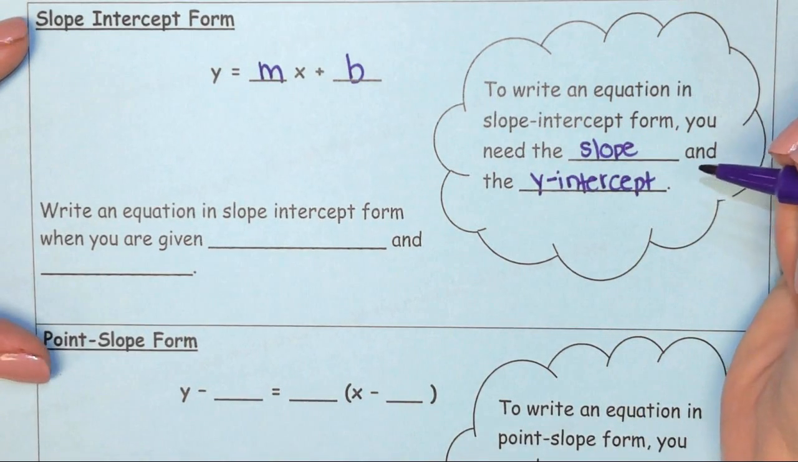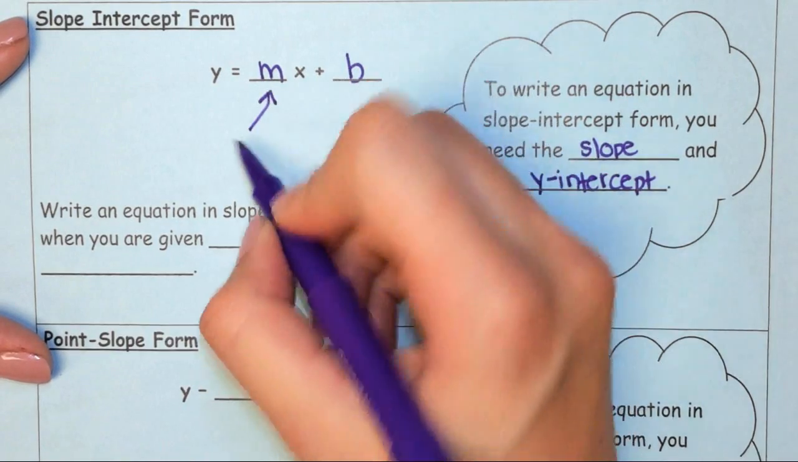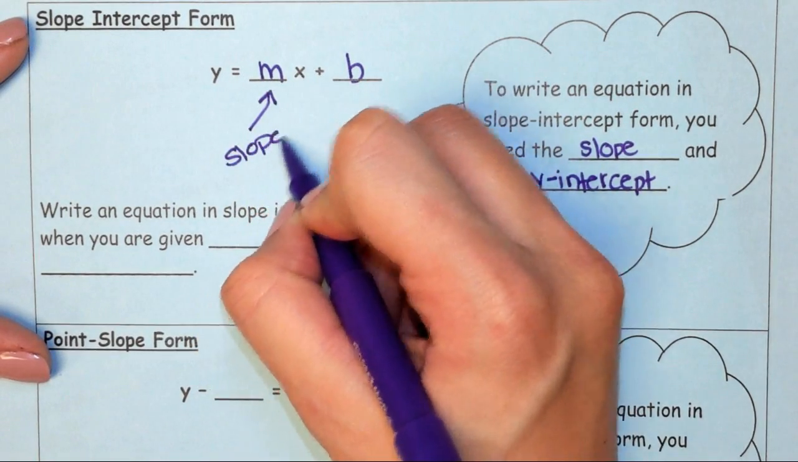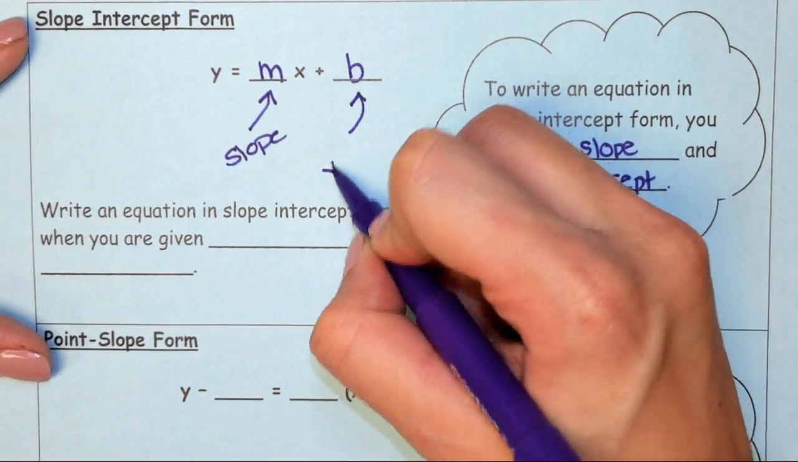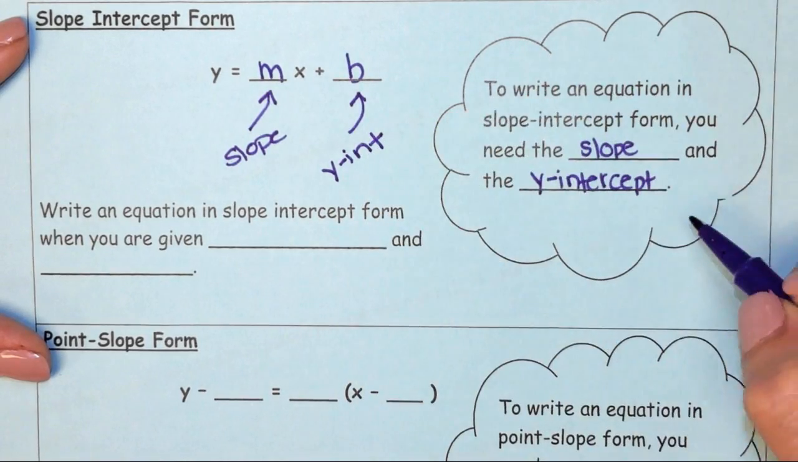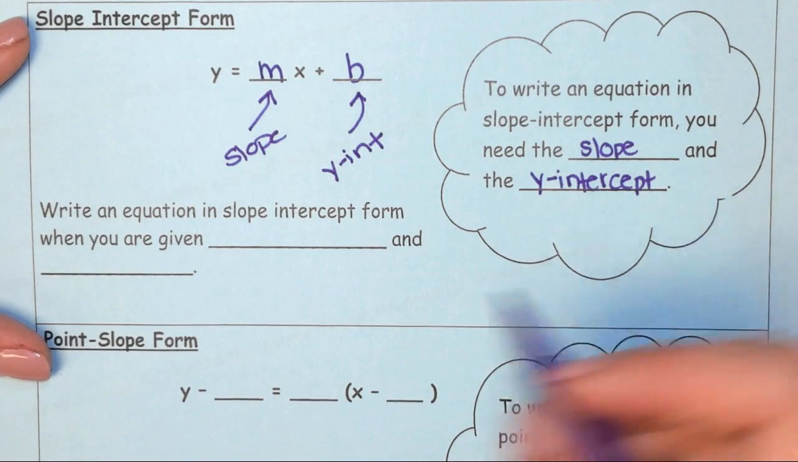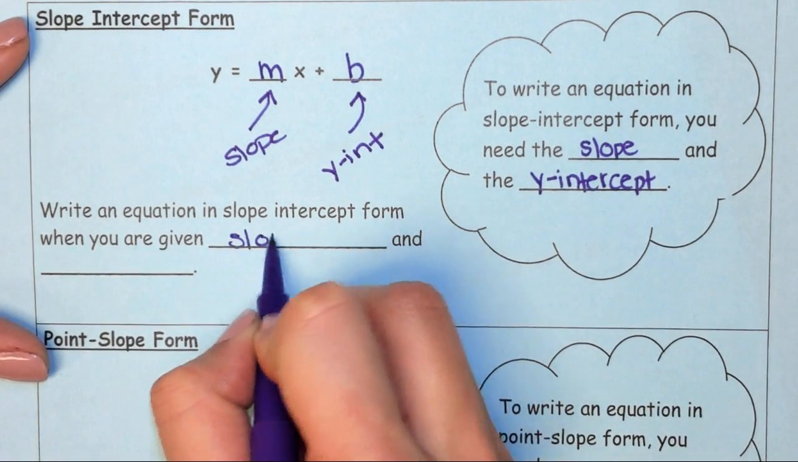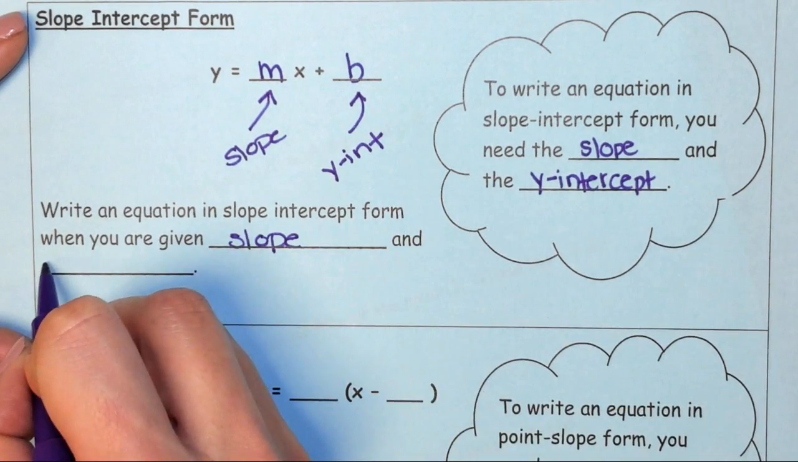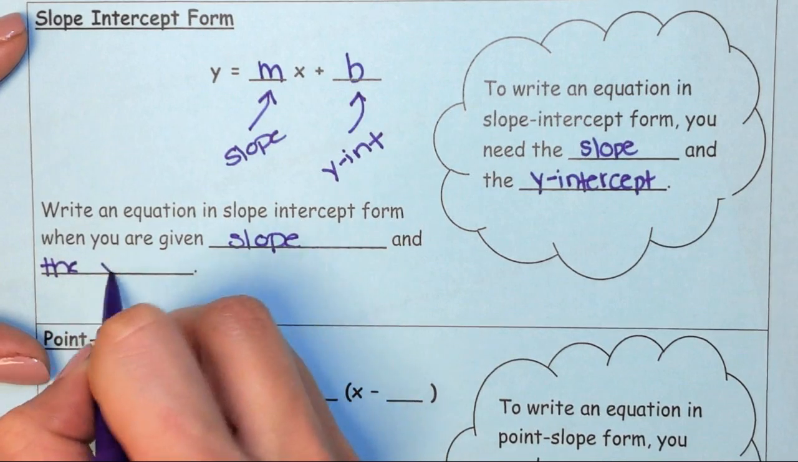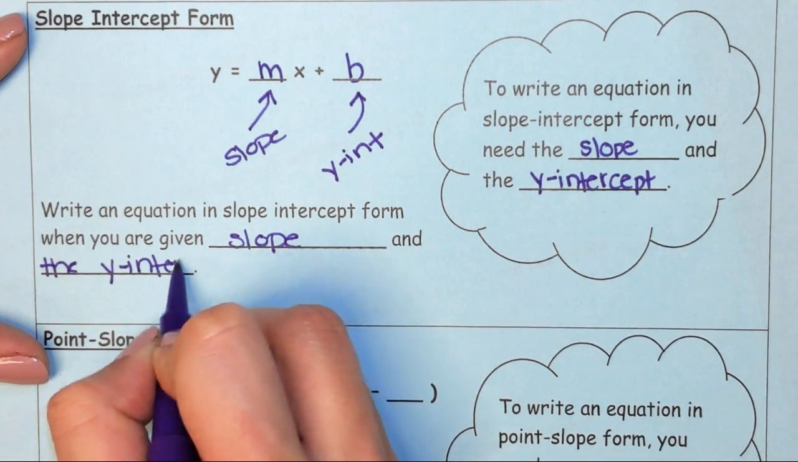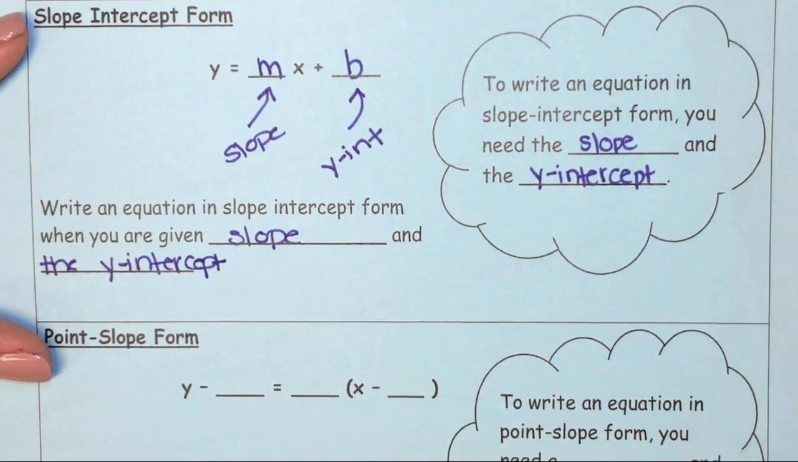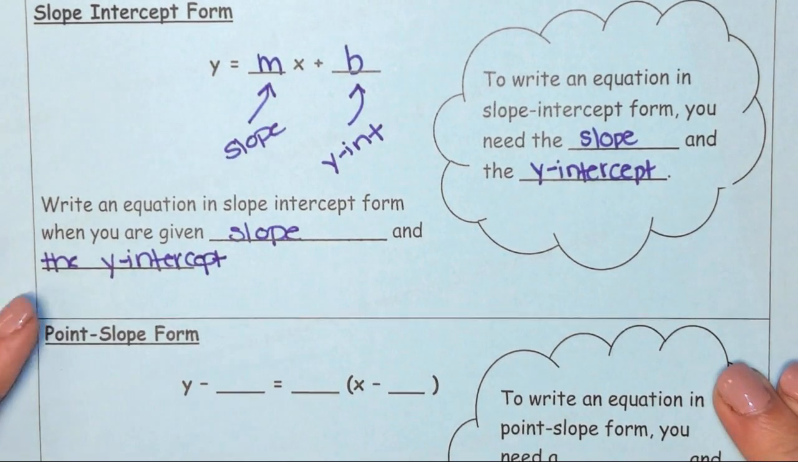This is just like what we did on Thursday and Friday. Like we said, m is the slope, b is the y-intercept. Write an equation in slope-intercept form anytime you're given the slope and the y-intercept. So that's the first form.